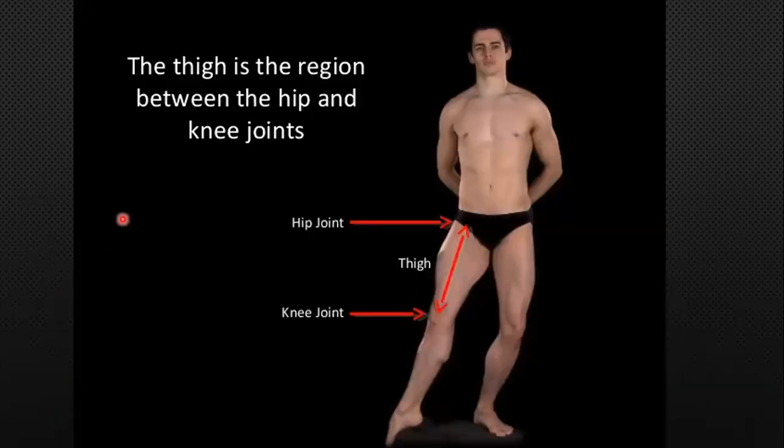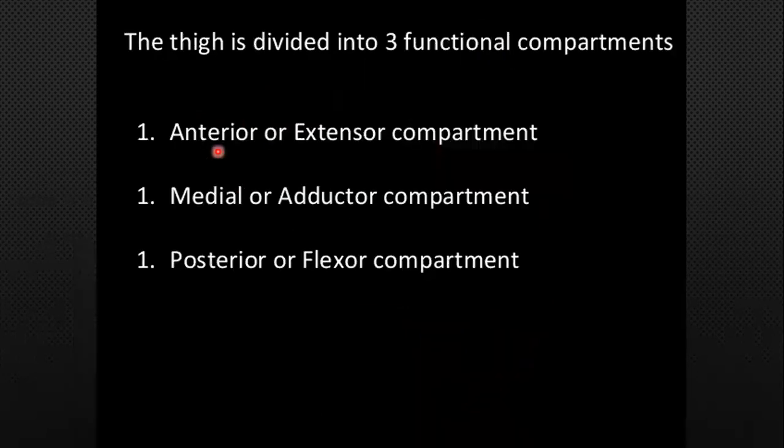Okay, as you already know, the thigh is a region situated in between the hip and the knee joint. Now the thigh is divided into three functional compartments: the anterior compartment, the medial compartment, and the posterior compartment. This is just a functional division and not the true anatomical division. The anterior compartment, which is also known as the extensor compartment, consists of muscles which are responsible for the extension of the leg at the knee joint.